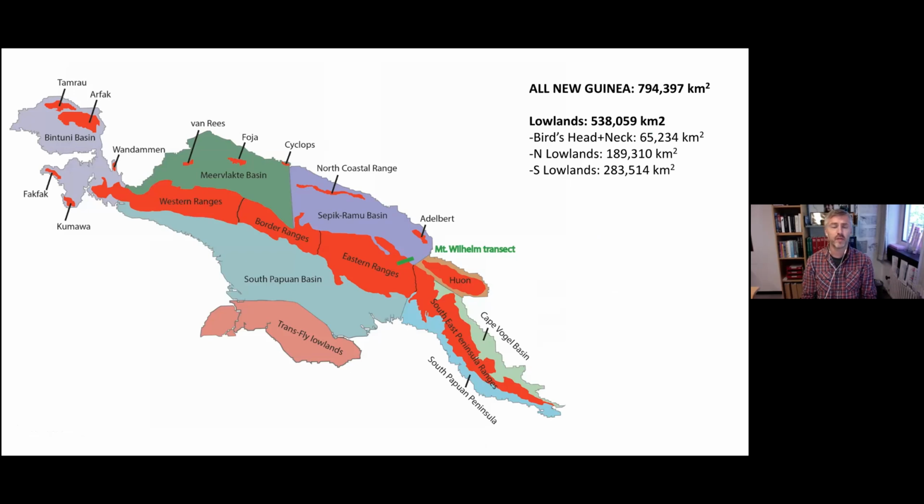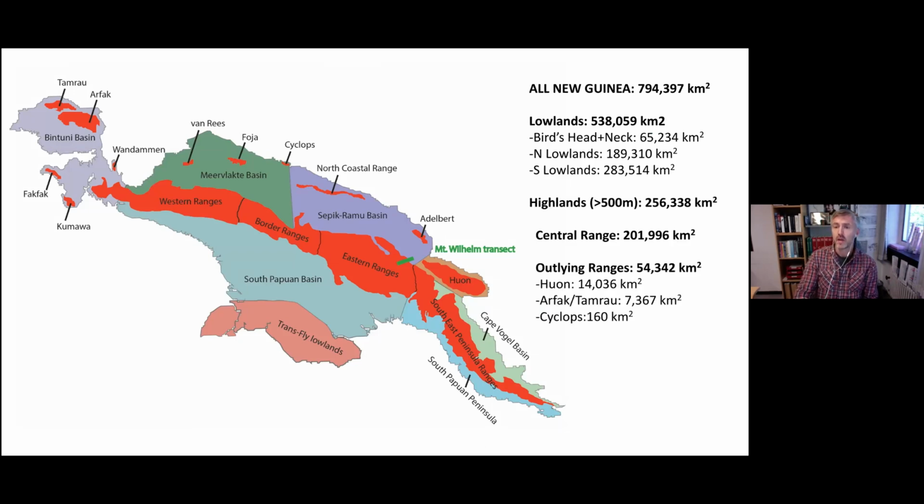times. The main message here is New Guinea is about 800,000 square kilometers, and the majority of that land, some more than 500,000 square kilometers, are lowland regions. The highlands are smaller, but still relatively extensive, and so more than 250,000 square kilometers are above 500 meters, and as you can see, 200,000 of those square kilometers consist of the central range.